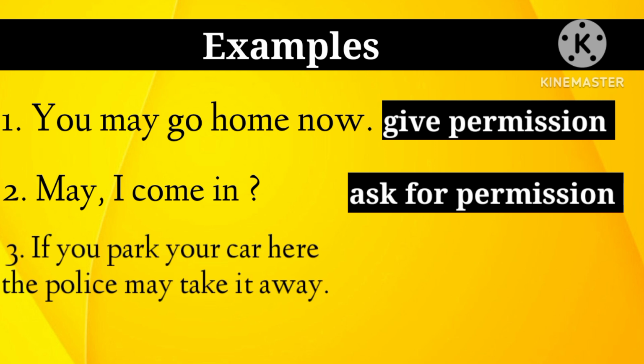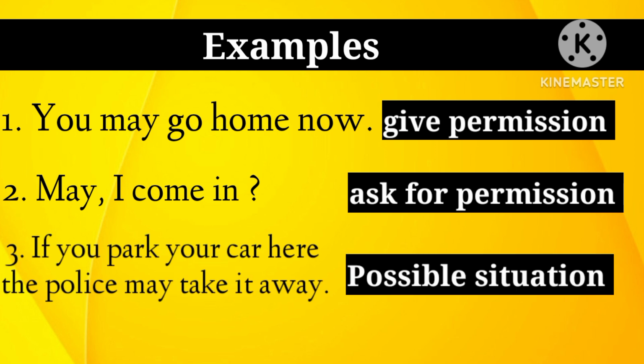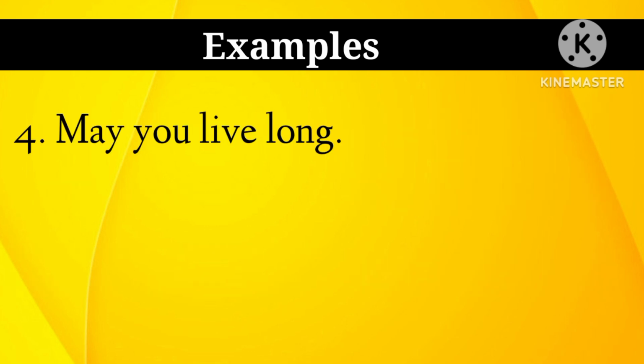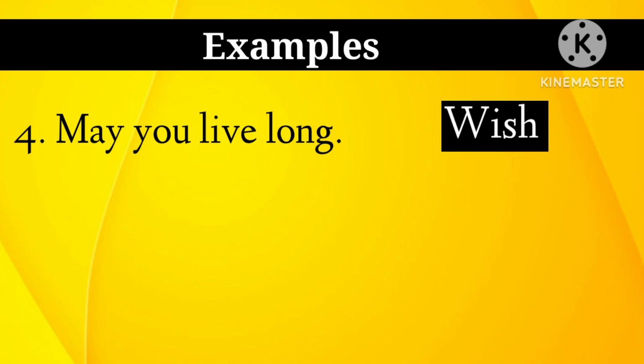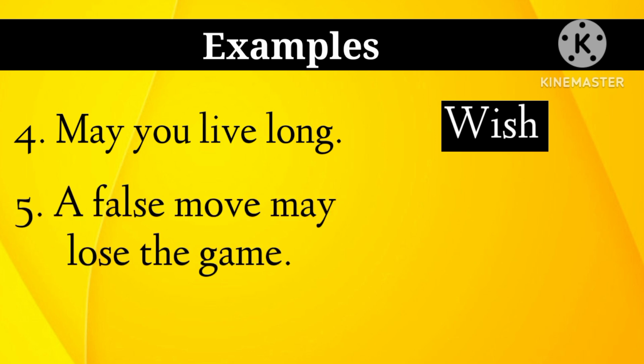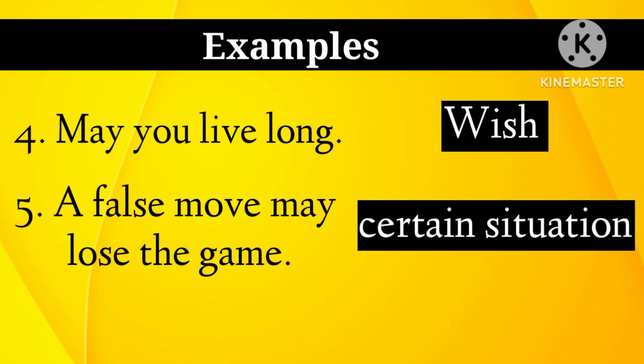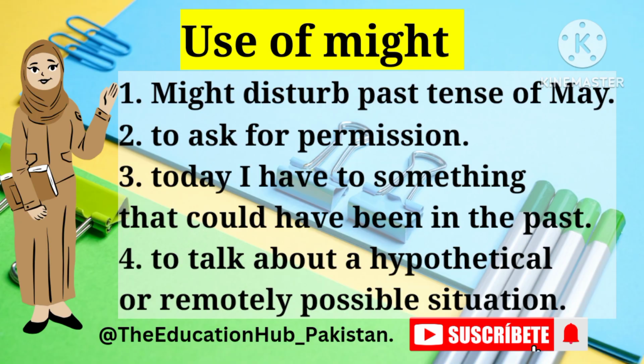Number three, if you park your car here, the police may take it away. It is telling about a possible situation, what happens if you park your car here. So it is about a possible situation. Number four, may you live long. May you live long is a prayer or wish for someone, so we use may here. Number five, a false move may lose the game. In this there is a certain situation. If we make a false move, then we lose the game. So these are the uses of may. Hope it is clear.